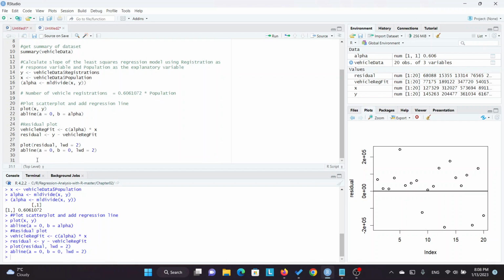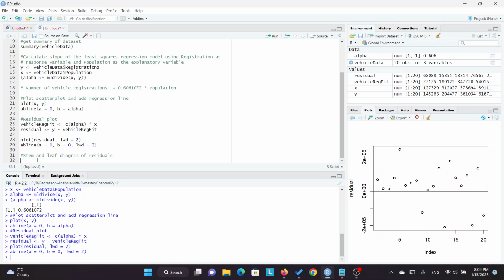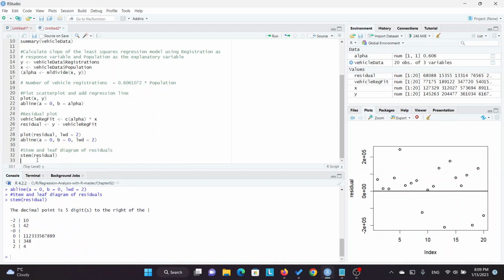What I can also do is plot a stem and leaf diagram to further confirm that our residuals are not following any patterns. So we're going to do a stem and leaf diagram of residuals. The way we do it is we use the function stem and we pass the residuals to it. Stem residual, and as you can see, most of the residuals start with the number 0.